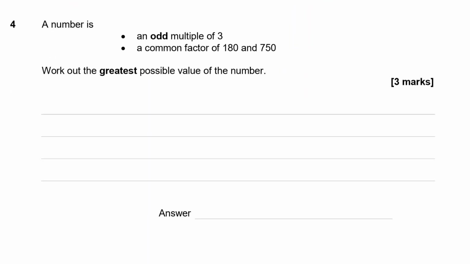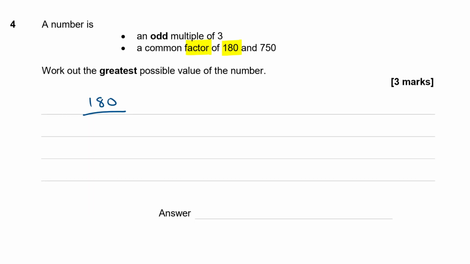Question 4. A number is an odd multiple of 3 and a common factor of 180 and 750. Work out the greatest possible value of the number. Again, here it's not so obvious about where to start in this question. Sometimes you just got to get stuck in really with these sort of things and try something out. I'm not quite sure how to do this question myself. I'm just gonna do some stuff and see if it helps. So I'm going to start off with 180, and I'm going to find the factors of 180, I think, and that will give me some fuel to then work with the other facts I've been given.